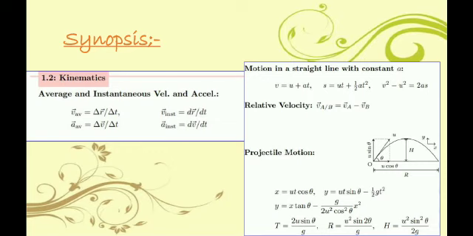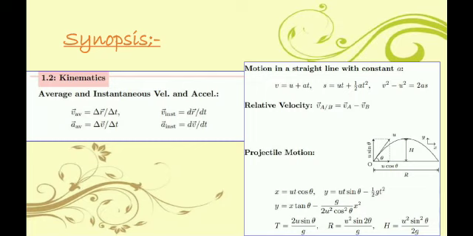Average and instantaneous velocity and acceleration. Average velocity is delta r by delta t. Average acceleration is delta v by delta t. Instantaneous velocity is dr by dt. Instantaneous acceleration is dv by dt.